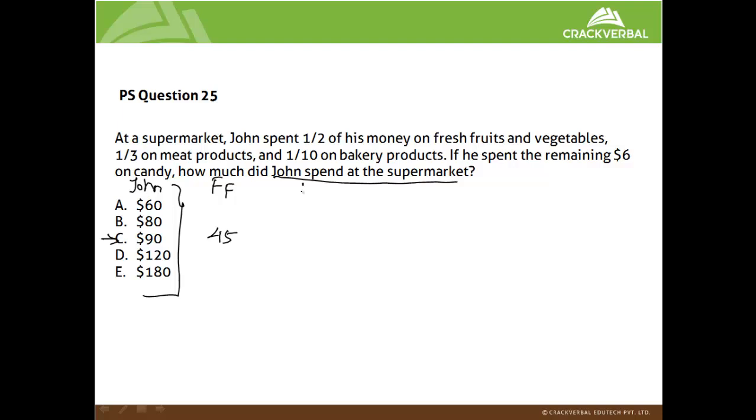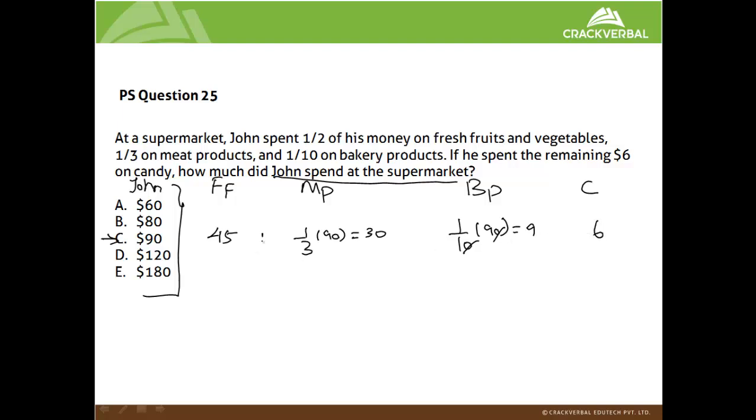Then 1/3 on meat products. 1/3 of 90 would be 30, so another 30 on the meat products. Then 1/10 on bakery products. 1/10 of 90 would be 9, so you will have 9 spent on bakery products. And he spent the remaining $6 on candy, so candy is another $6.